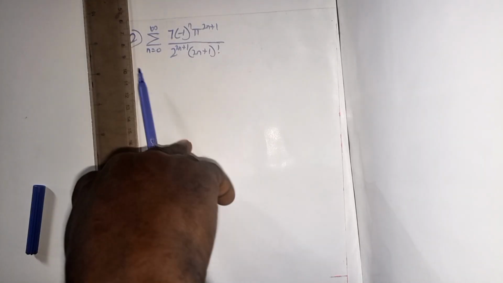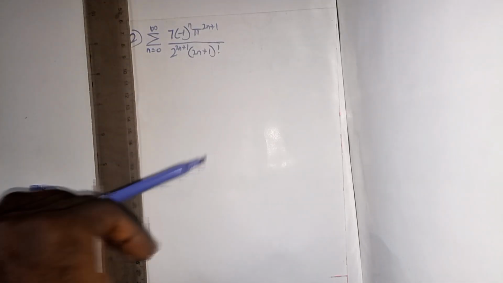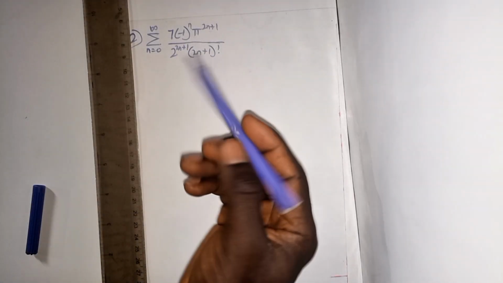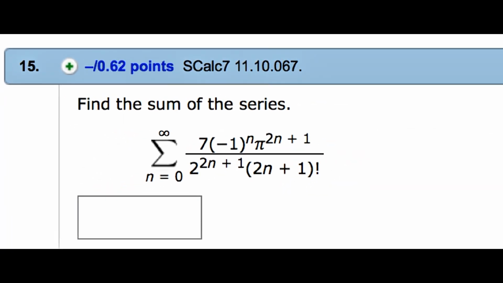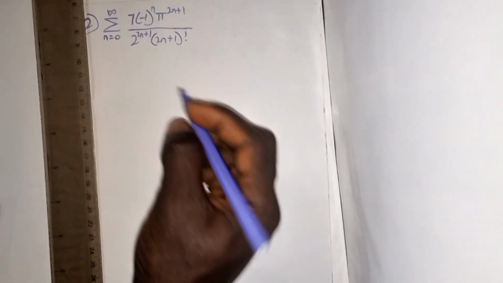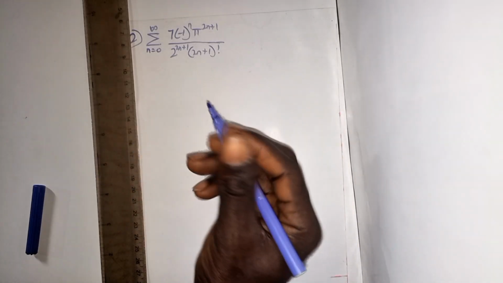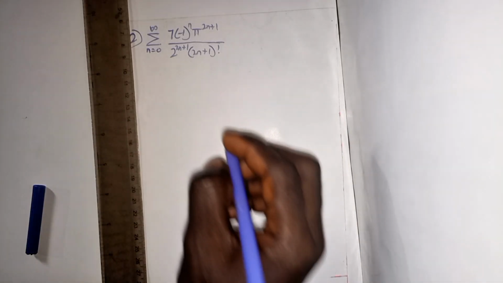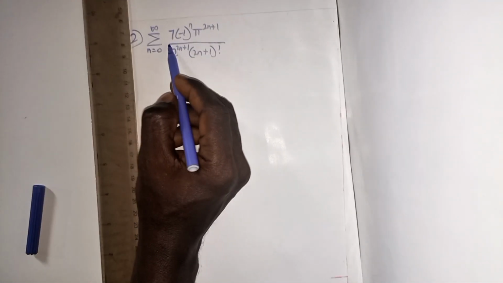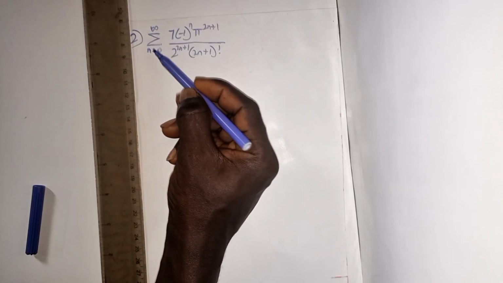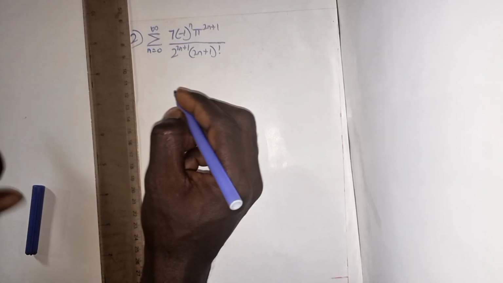Now moving to the second series given in this question. So we'll be looking at this series. The series is 7 times minus 1 power n pi to power 2n plus 1 all over 2 to power 2n plus 1 times 2n plus 1 factorial. So let's go ahead with this as well, using the same idea as what we did in the first series. Now we'll be looking at this 7, it's a constant standing alone, so let's bring it outside of the sum.